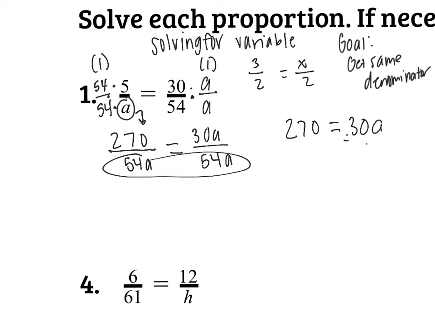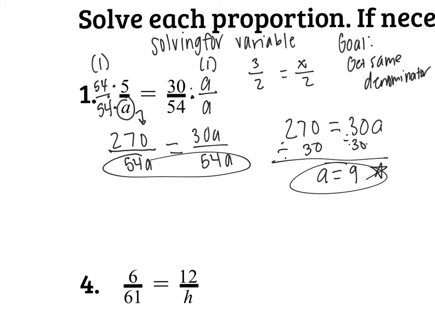But we're going to divide both sides by 30. And when I do that, I get a equals 9. And then I'm done. So that's my final answer. Again, you do not have to go through this process every single time. I just want to make sure you understand the process.